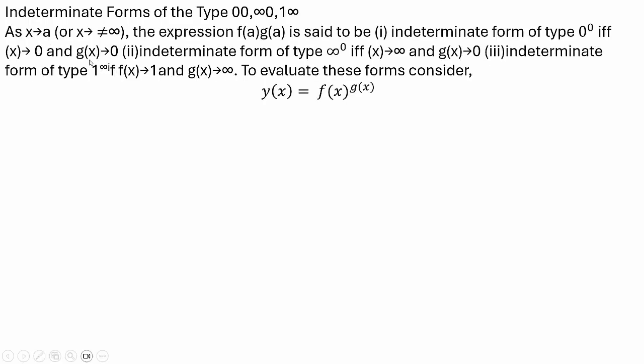Indeterminate forms of the types 0^0, infinity^0, and 1^infinity. As x tends to a, where a is a finite number, the expression f(a)^g(a) is said to be an indeterminate form of the type 0^0 if f(x) tends to 0 and g(x) tends to 0. Indeterminate form of the type infinity^0 if f(x) tends to infinity and g(x) tends to 0.